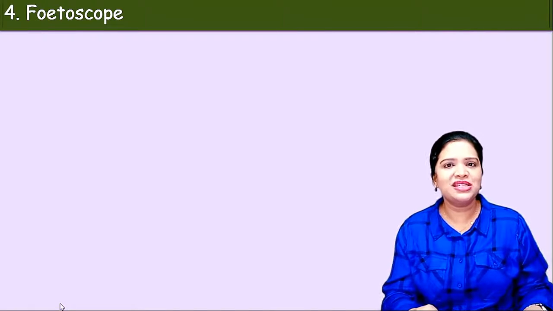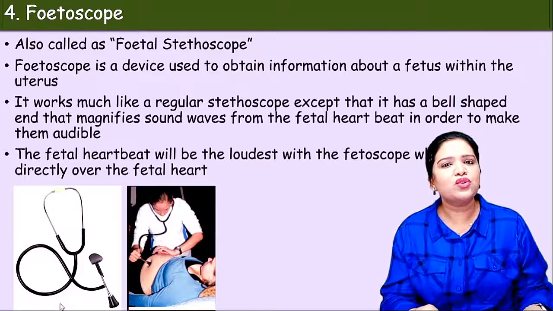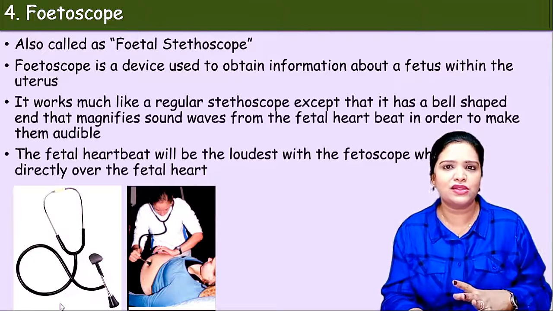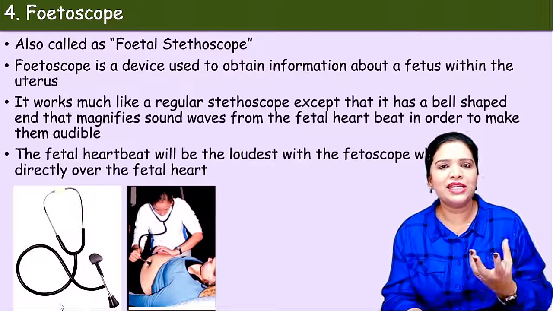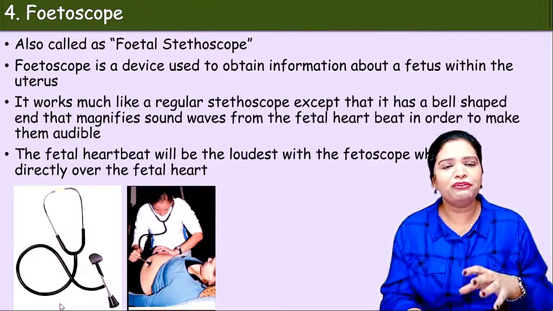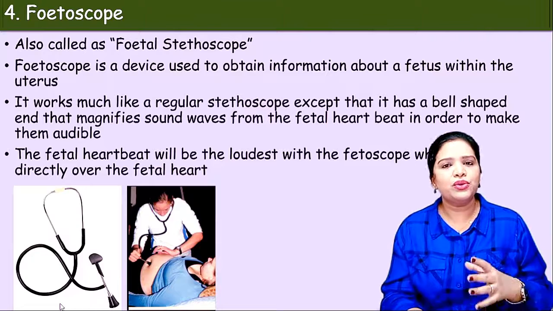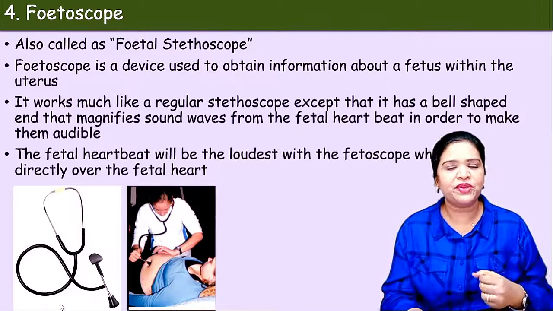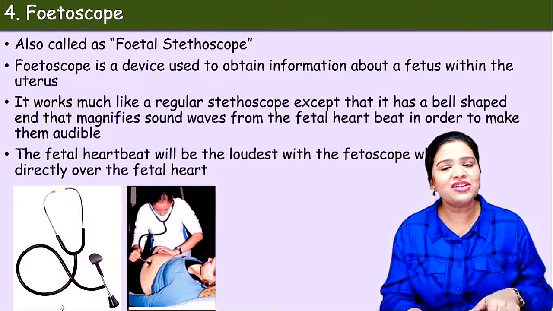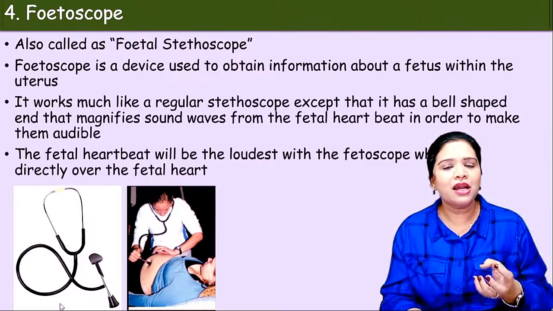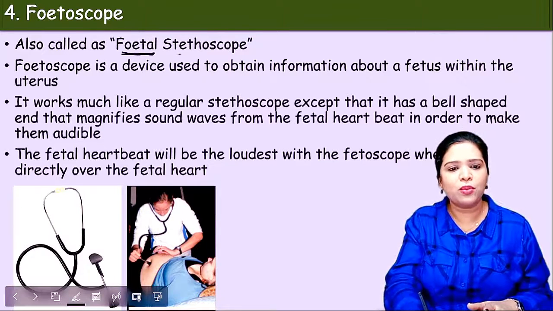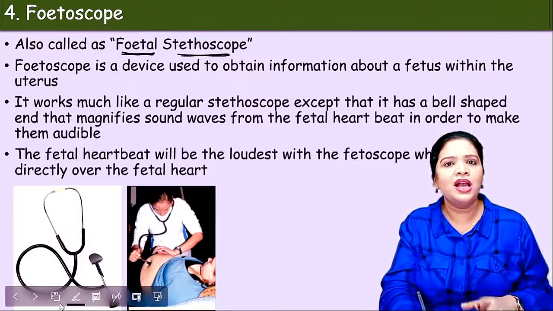And the fourth technique is the fetoscope. Fetoscope is a very simple technique. It is the same as a stethoscope. This is not a procedure, just an instrument we use to check the fetal heartbeat. We know that doctors use a stethoscope to check the heartbeat. Similarly, doctors use a special type of stethoscope to listen to the heartbeat of the fetus in the uterus. Such a stethoscope is called a fetal stethoscope, also called a fetoscope in short form.